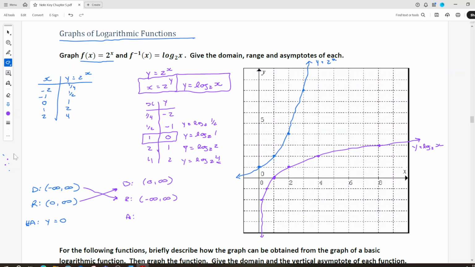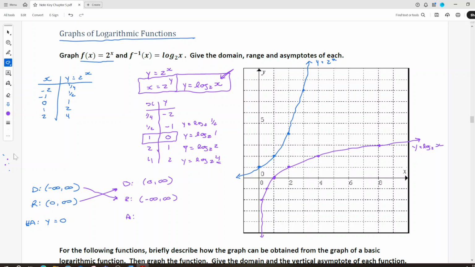We can't put a 0 in for x, and we also can't put negative values in for x. So log of a negative number does not exist. Log of 0 does not exist. Okay? Whereas the range, our y values, we're going to get everything from negative infinity to infinity.